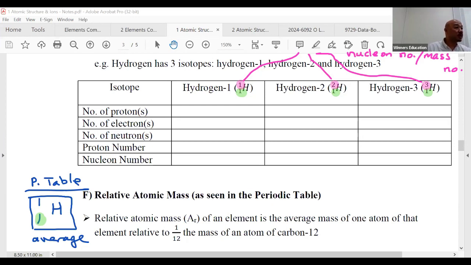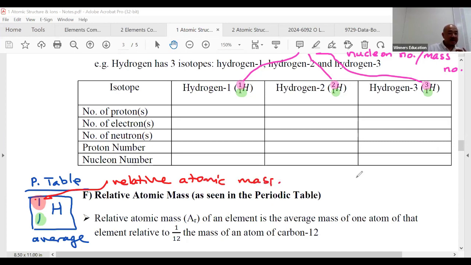It is because of protons and neutrons. All right, no space, that's why I draw a line. But this one is different. This is an average. I'll use red color. This, in the periodic table, is known as your relative atomic mass.